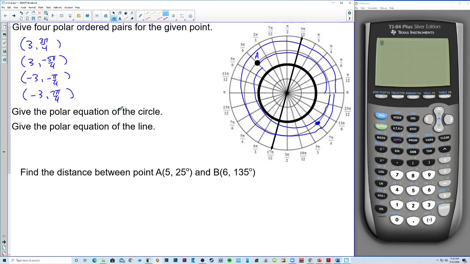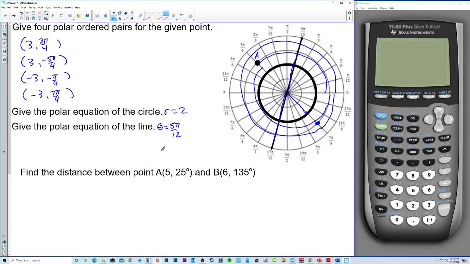Write the polar equation of the circle. Well, the circle has a radius of 2, so the equation is r equals 2. Give the polar equation of the line. Well, the line is on an angle of 5 pi over 12, so theta equals 5 pi over 12. So this would be the positive r's. This would be the negative r's.